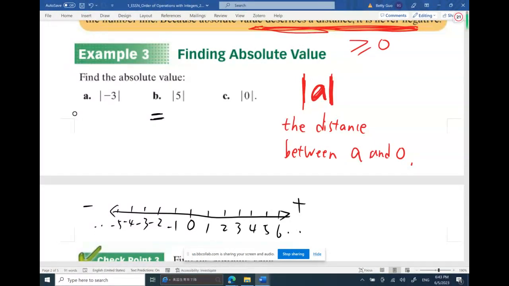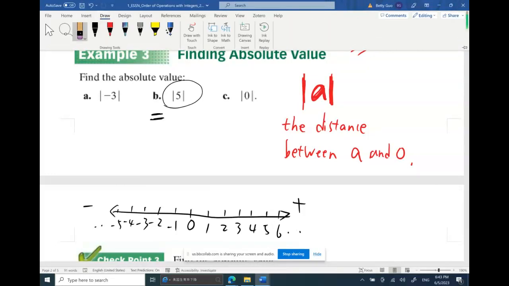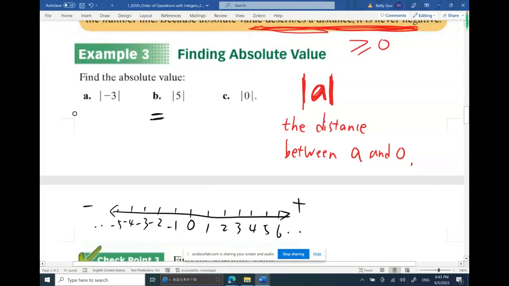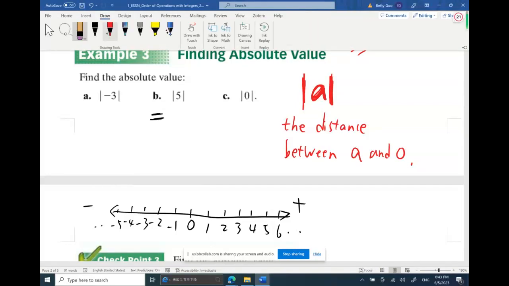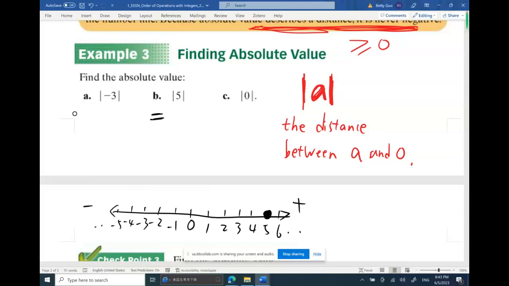We are looking for the absolute value of 5. By the definition, it is the distance between 5 and 0. This is 5. This is 0. And what's the distance between 5 and 0? 5, exactly. Awesome. So it's just 5, right? Very good.